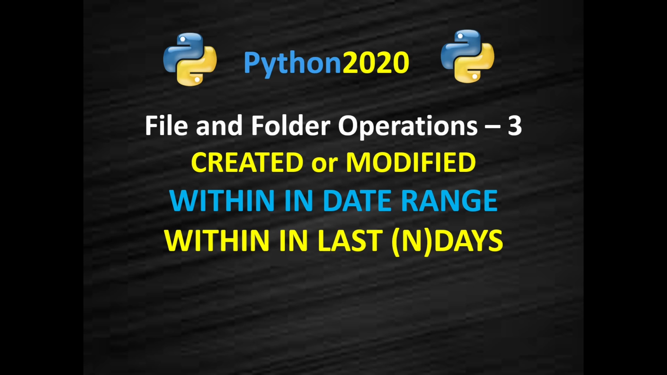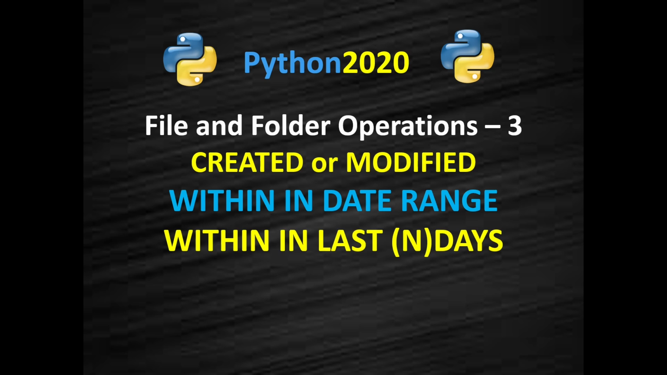In this video, we will see how to filter files within a date range, using both created date and modified date. And then we will see how to get the files for the last n days. This is a very frequently used operation: filter files within the last 2 days, or filter files that were created in the last 5 days.